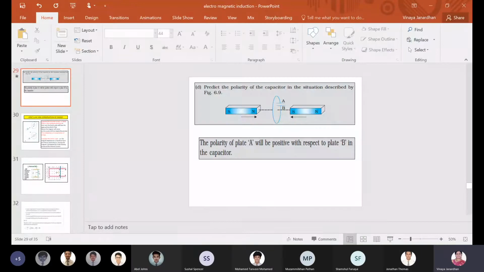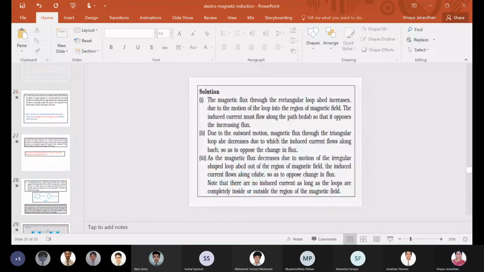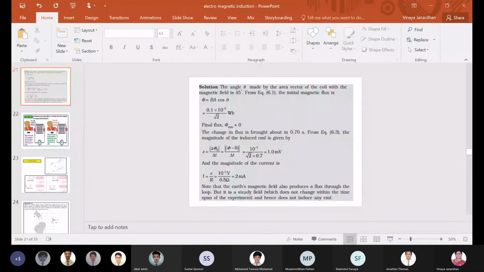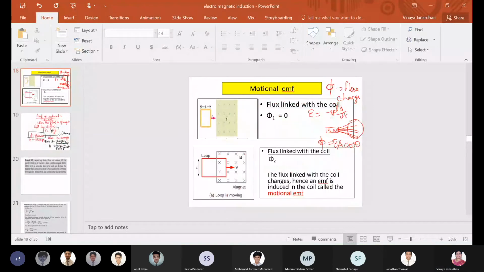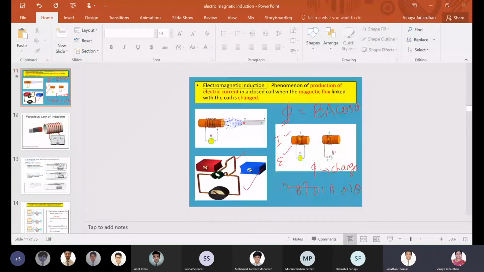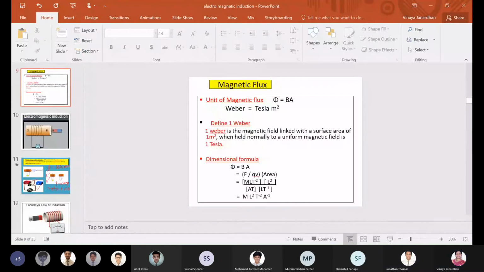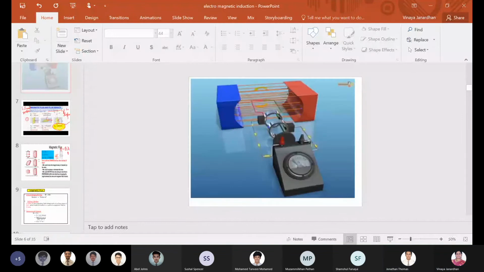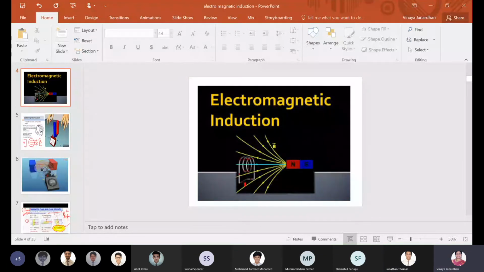Did I start with electromagnetic induction, boss? No, ma'am. I didn't start this chapter, right? Now start writing, boys. Electromagnetic induction.